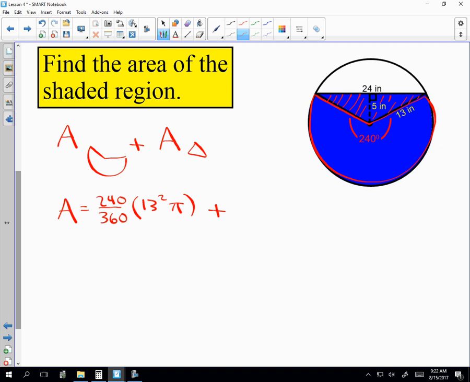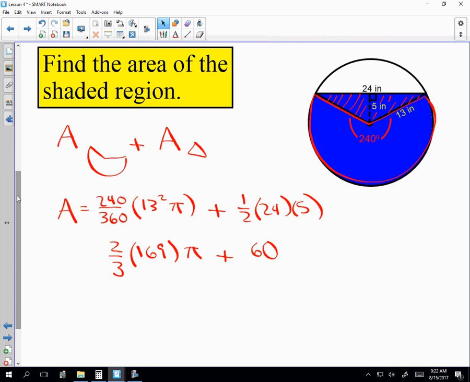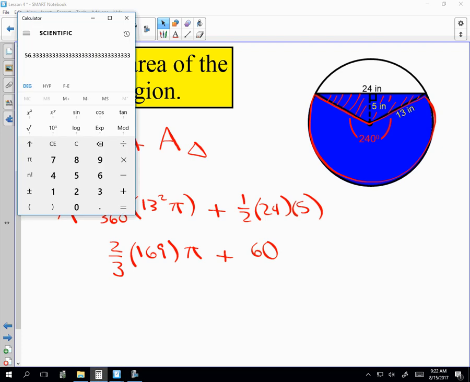We've already worked with that triangle before. 1/2 the base of the triangle, 24, times the height of the triangle, 5. So we know that this triangle portion now is, instead of a -60, going to be a +60 because we're adding it into the sector. And the sector is 2/3 of 169 pi. Once again, probably not going to work out exactly, but let's check and see.